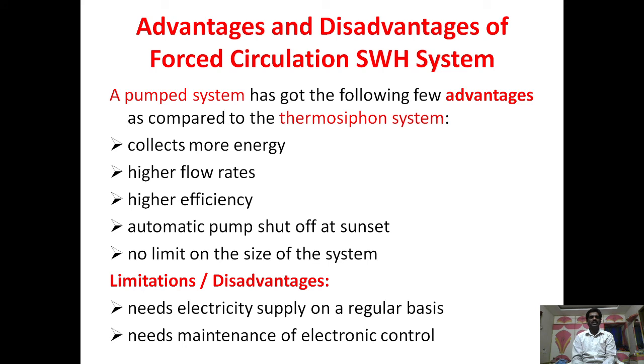Now coming to the disadvantages. The disadvantage is that for the pumping system we need electricity. So electricity supply is required on a regular basis for pumping the water from the tank to the solar collector. And the second one is that to control the pumping system we need some electronic controls. For that purpose some maintenance is required.